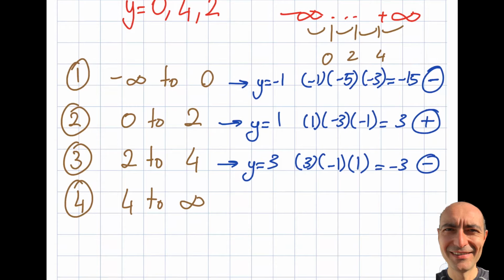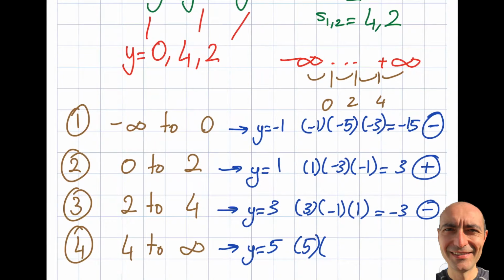And last but not least, why don't we plug in y is equal to 5? So that's going to be 5 times, let me go up, y minus 4. So 5 minus 4 is 1. And 5 minus 2 is 3. So right there I get a plus 15. So the important thing is it's plus. So now I was able to establish what will be the slope of those.